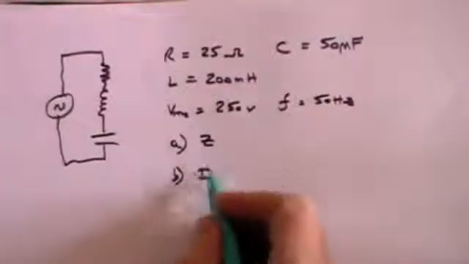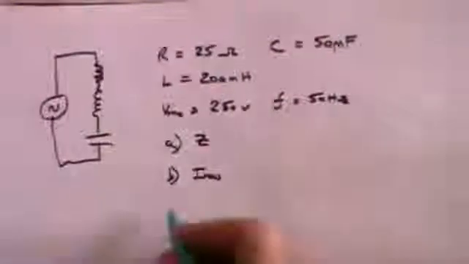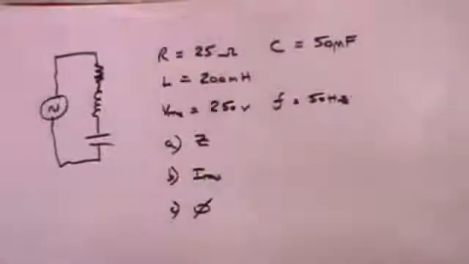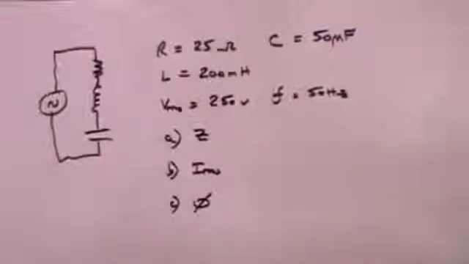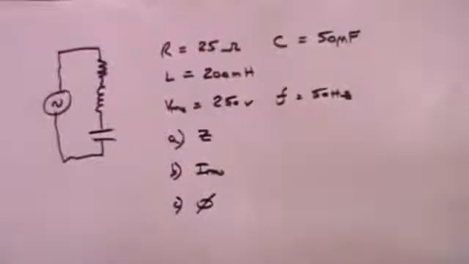Secondly, we want to know what the IRMS, the root mean square current, is. And thirdly, we want to know what is the phase angle, what is either the lagging or leading of the voltage by the current.